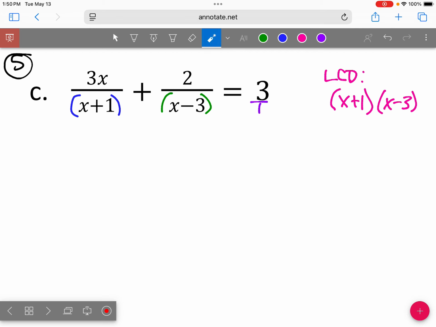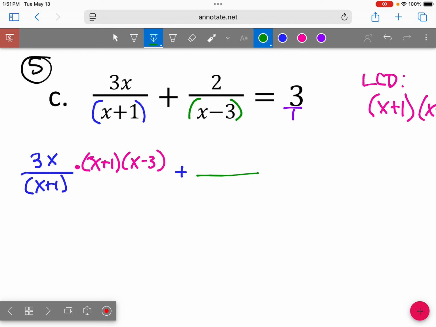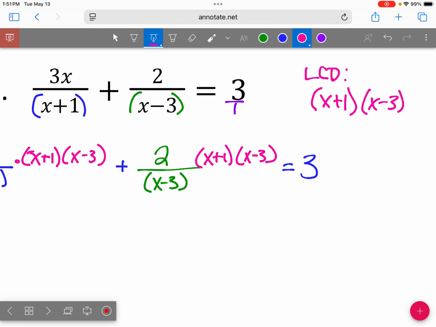So when we find that least common denominator, the benefit of that is we can come here and get rid of all the fractions. I can take my 3x over x plus 1 and multiply that by our least common denominator, that x plus 1, x minus 3. And we can take our fraction that has our 2 over x minus 3 times our least common denominator of x plus 1, x minus 3. And that's set equal currently to our 3 times our least common denominator, that x plus 1, x minus 3.